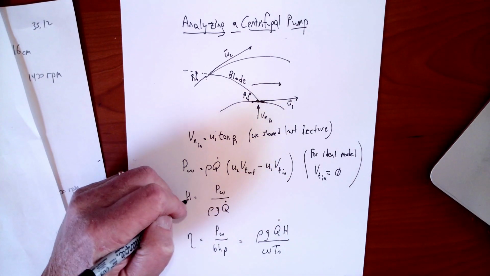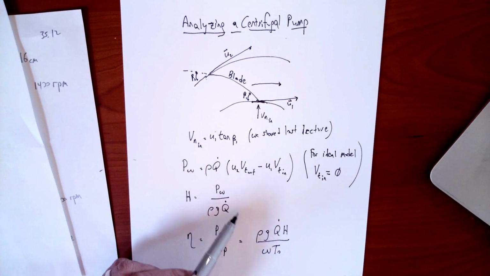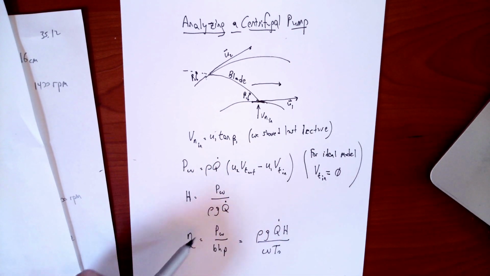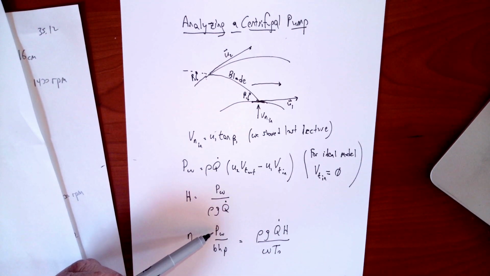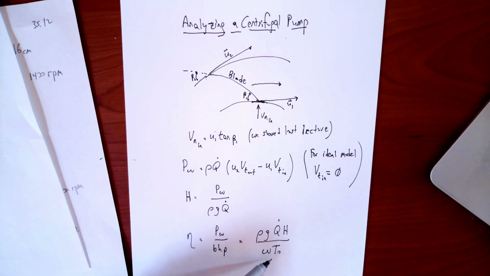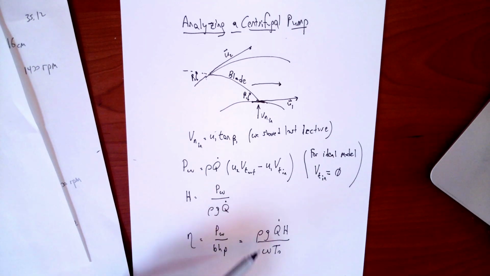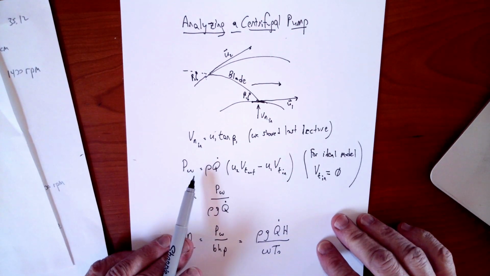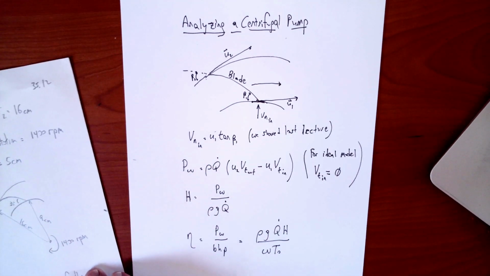We learned that the net head can be calculated based on the water horsepower divided by rho g Q dot. And finally, we had an expression for efficiency, which related the water horsepower, that is the energy delivered to the fluid, to the power exerted by the pump, that is omega times the torque. How much of that power actually ends up as energy in the fluid? That's what the efficiency ratio is.